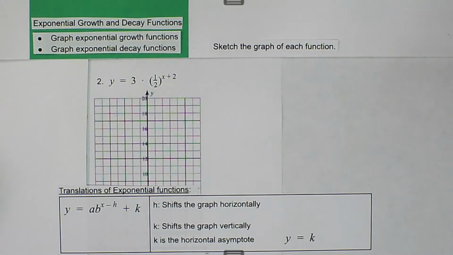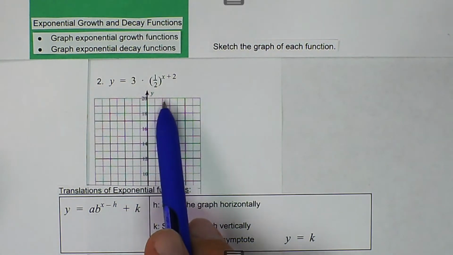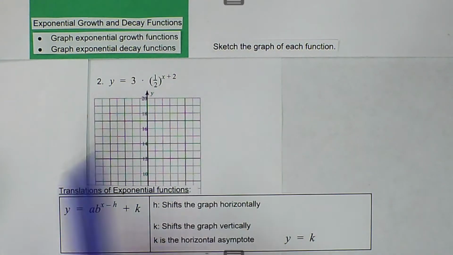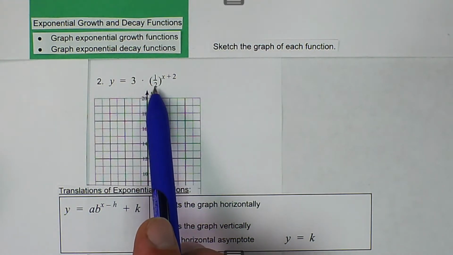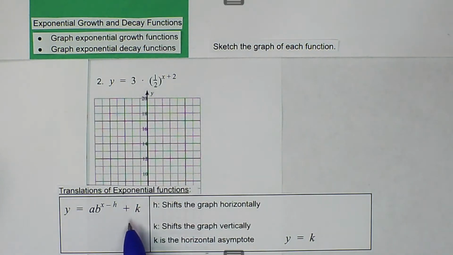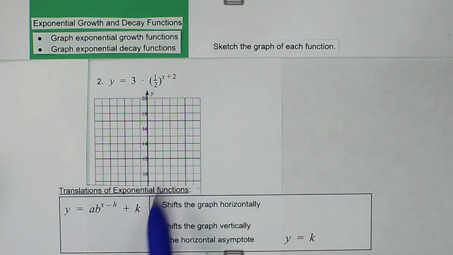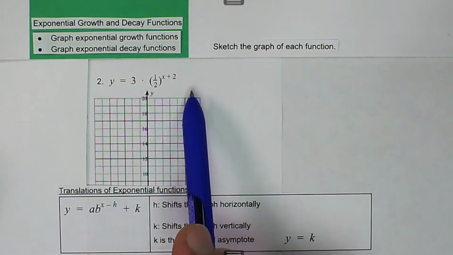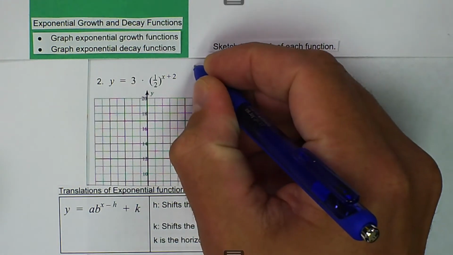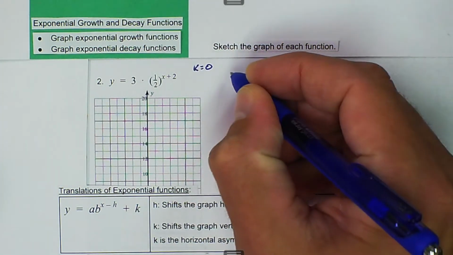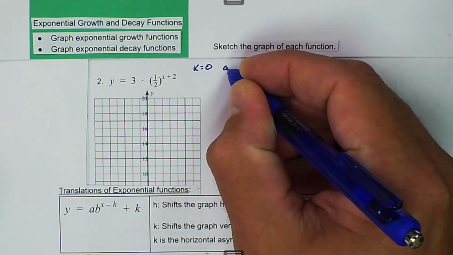We are talking about growth and decay functions, and we want to be able to sketch the graph of each function. So here we have y equals 3 times 1/2 to the x plus 2. In this case, our a value is 3, our b value is 1/2, so we know that this is going to be exponential decay. And we see that our h value is -2, so we're going to be shifting the graph to the left. And our k value is +0. We don't have it there, so we know that our k value is equal to 0. And so our asymptote is y equals 0.